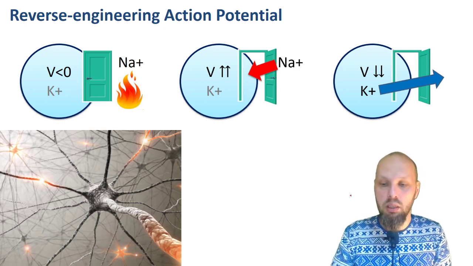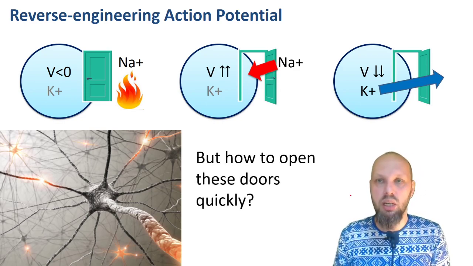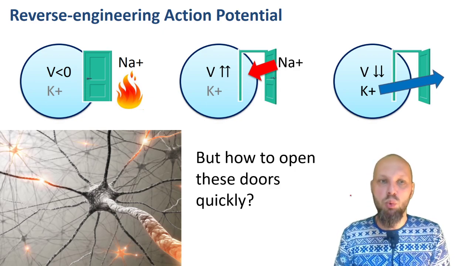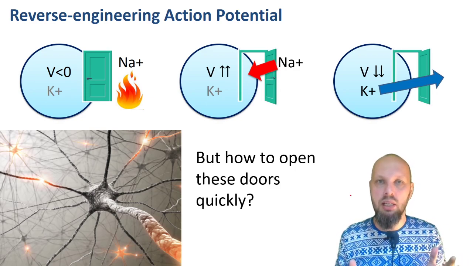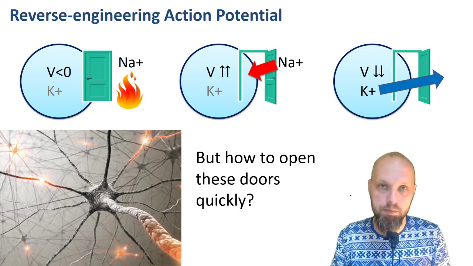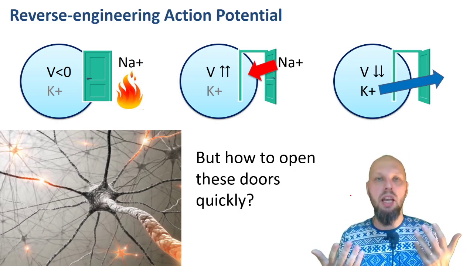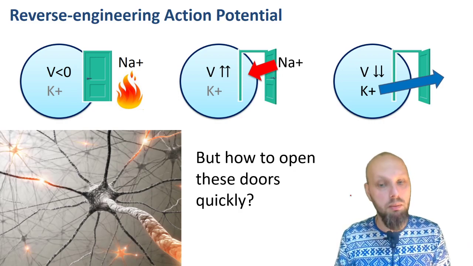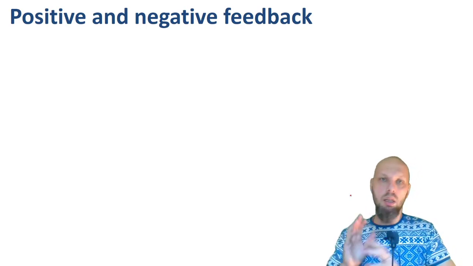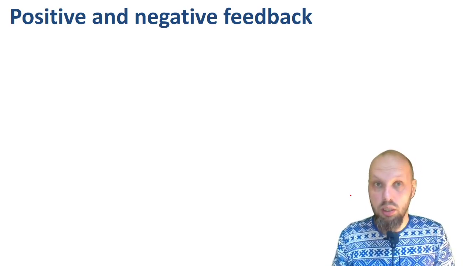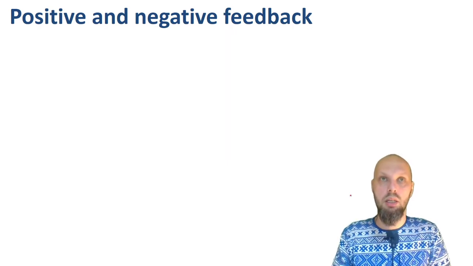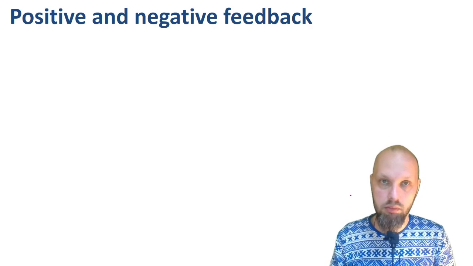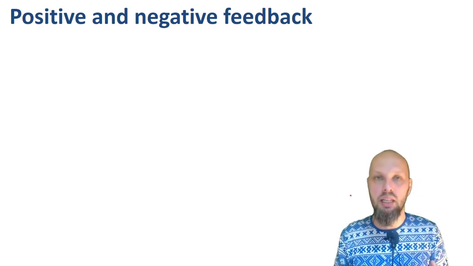So another open issue is how to open these doors quickly. These doors are probably channels, right, in the membrane. But we need to find a way to open them really quickly and close them quickly. How can we make it happen? Well, here we have a short detour into the concept of positive and negative feedback. What is positive and negative feedback?